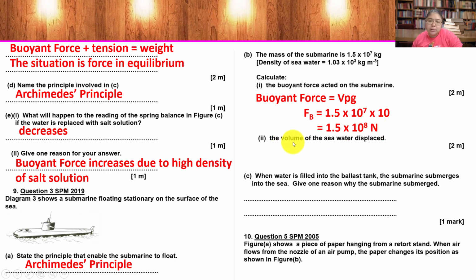Okay, next. The question will surely ask you for the volume. So from here I need to find it by using V rho g. So 1.5 times 10 to the power of 8 will equal V rho g. You divide by rho and divide by g, then you find the volume. So 1.5 times 10 to the power of 8 divided by rho, then divided by 10, g is 10. Finally, the volume displaced is 1.46 times 10 to the power of 4 meter cubed.